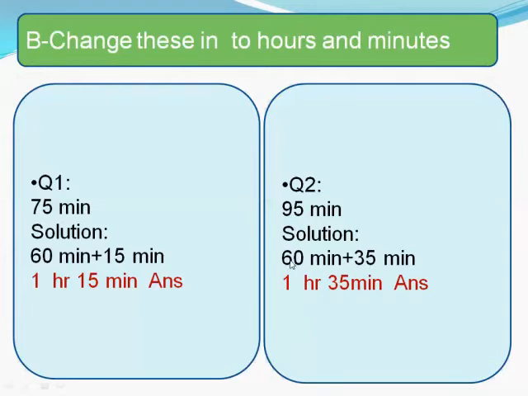And we remember here 60 minutes is equal to 1 hour. That's why this 60 minutes is converted into an hour. Only one 60 means 1 hour, and 35 minutes stays the same because it is less than 60. So 95 minutes is equal to 1 hour and 35 minutes.